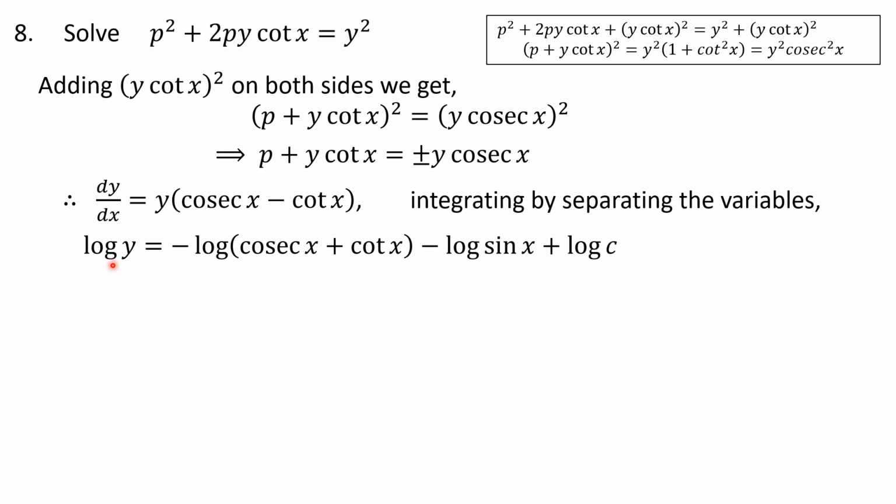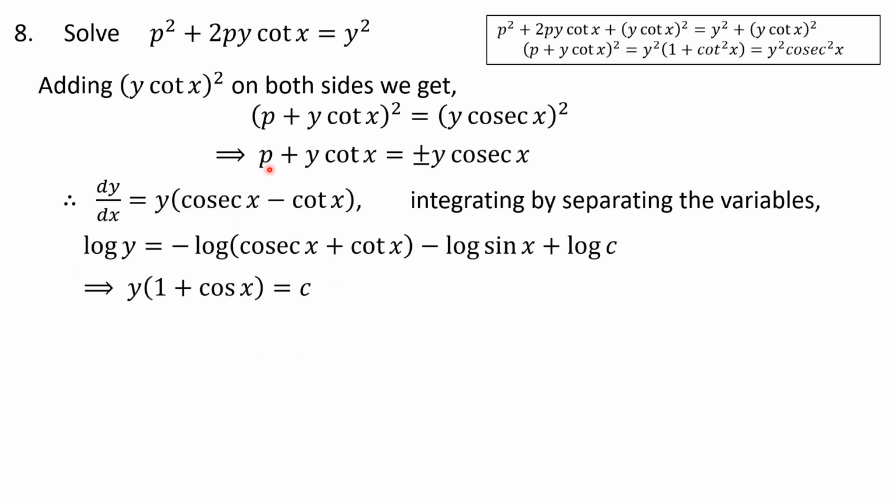So take this to the left hand side, we have log y plus log (cosec x plus cot x) plus log sin x. By the logarithmic rule, this gives log of y into (cosec x plus cot x) into sin x. Both sides' logs get cancelled. So y into (cosec x plus cot x) into sin x. Multiply sin x to this: cosec into sin is 1 by sin into sin, that is 1, plus cot x into sin x is cos x by sin x into sin. So sin cancels, and it gives 1 plus cos x. So y into (1 plus cos x) is equal to c, that is one of the solutions we got.